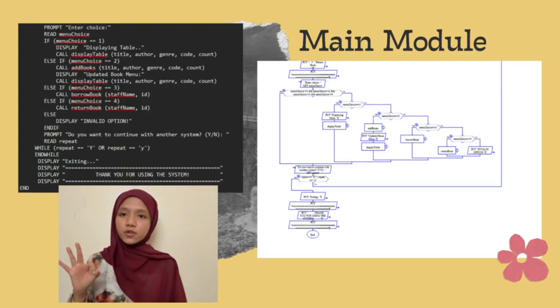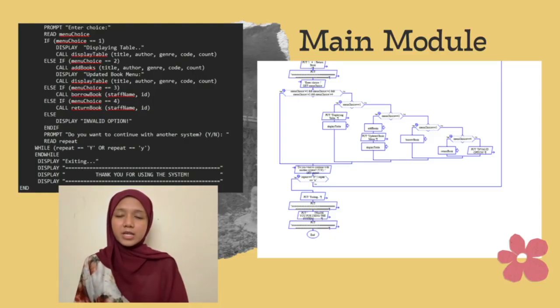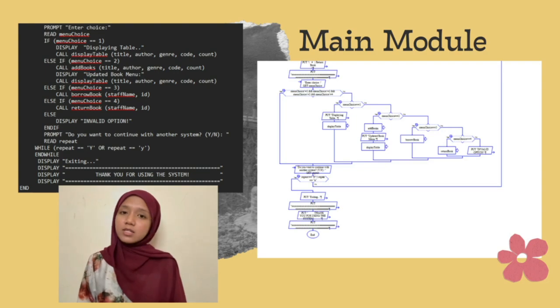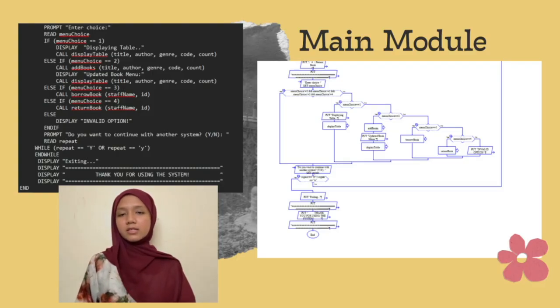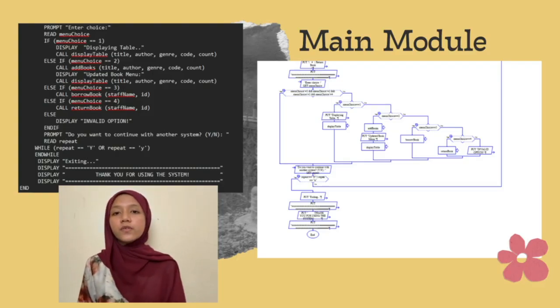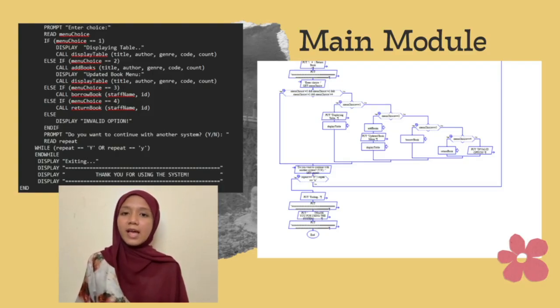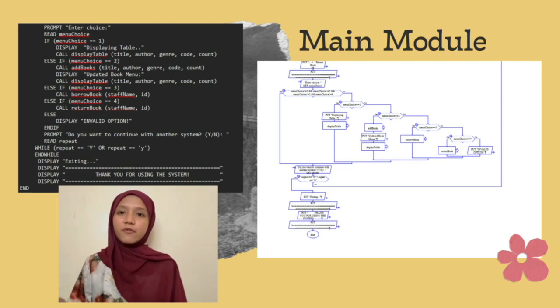Same goes to number 3 and number 4, where in each conditions, there will be a function based on the choice. But if the user select number other than 4, the system display invalid option because there is only number 1 until number 4 in the main function. After each operation, the system will ask whether the user wants to continue with the system or not. If the user wants to continue, then the menu will be repeated. Otherwise, the system will exit the loop and display an exit message and thank you message before ending the program.